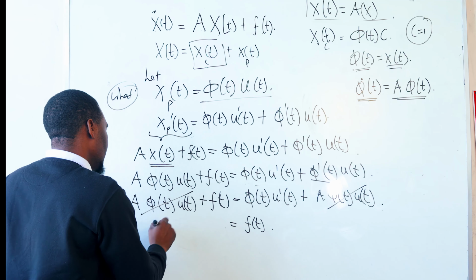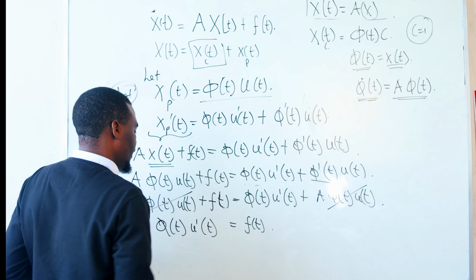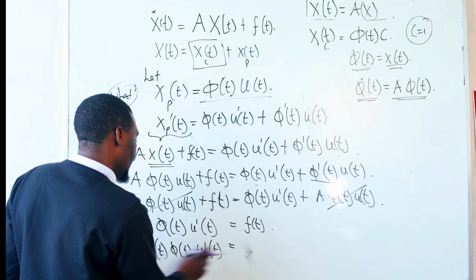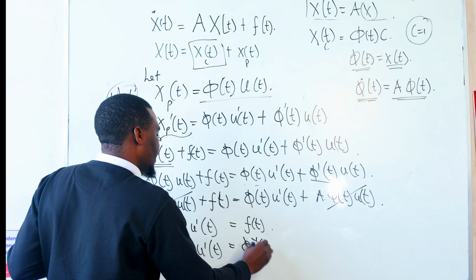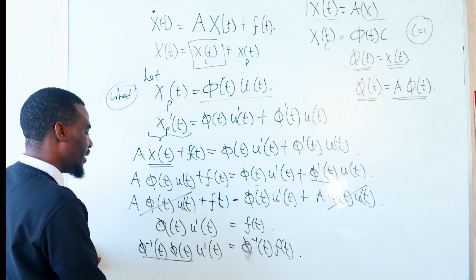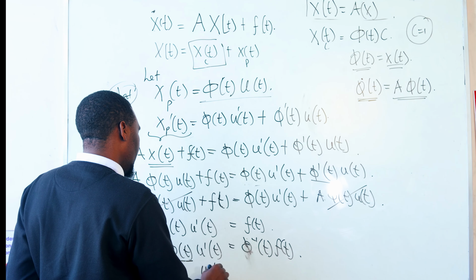So for this to be defined, we come up with phi of t times u prime of t is equivalent to f of t. Let me try to multiply both sides by the inverse. So the inverse of phi of t times phi of t times u prime of t is equivalent to, so I also have to multiply here by the inverse, the inverse of phi of t times f of t. So obviously we know that this gives me an identity matrix. So an identity matrix times u prime of t, I'll still remain with the u prime of t, which is equivalent to the inverse of phi of t times f of t.